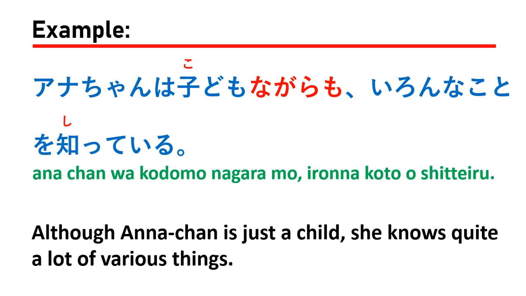In this sentence, we use ながらも with a noun. The noun here is 子供. 子供 means children, and children is a noun. So when you use ながらも with a noun, nothing changes, we can use it in that form. So this sentence says 子供ながらも, いろんなことをしている. It means "though" or "even though": Anna-chan is just a child, she knows quite a lot of various things. That means she is just a child, but she knows many things, something like this.